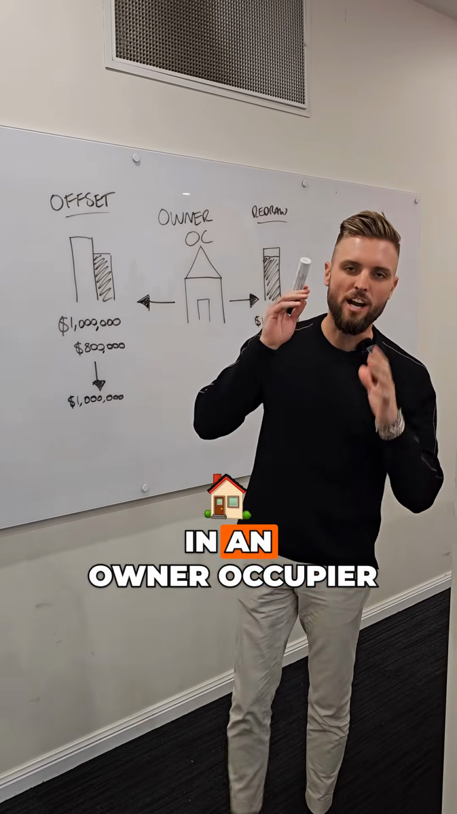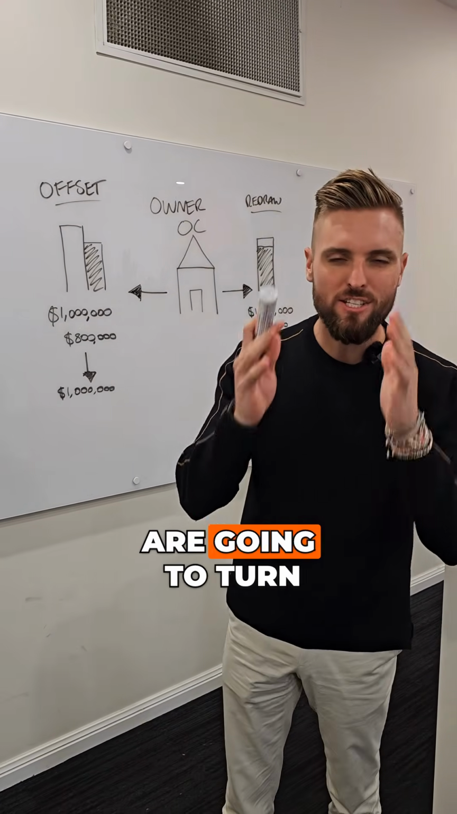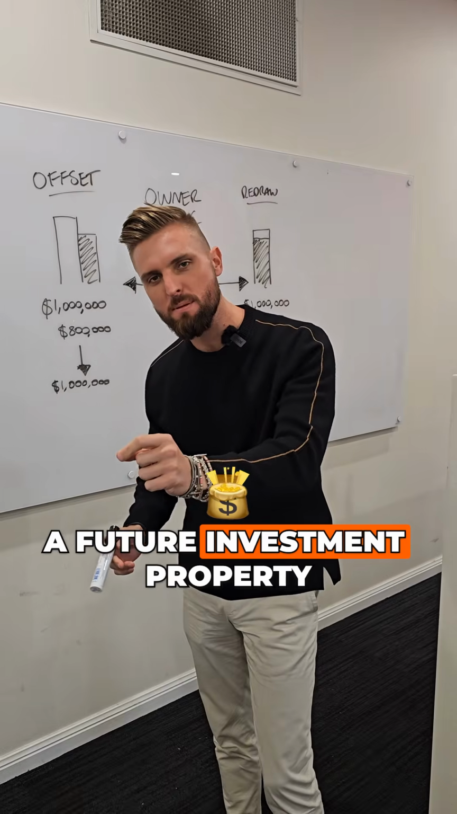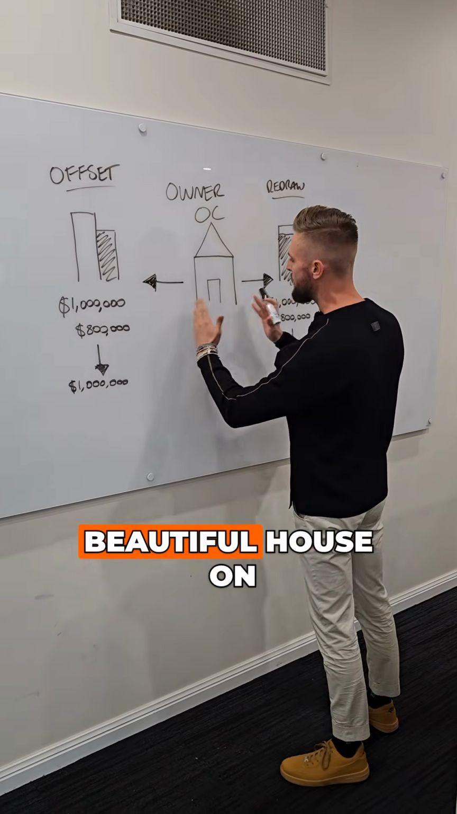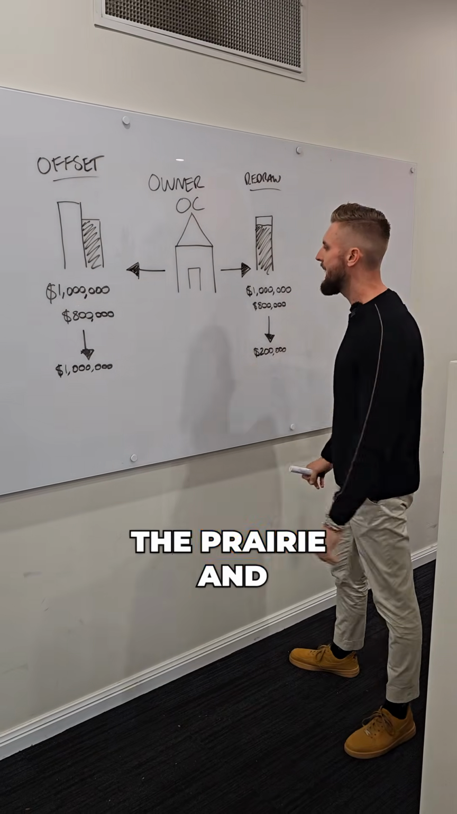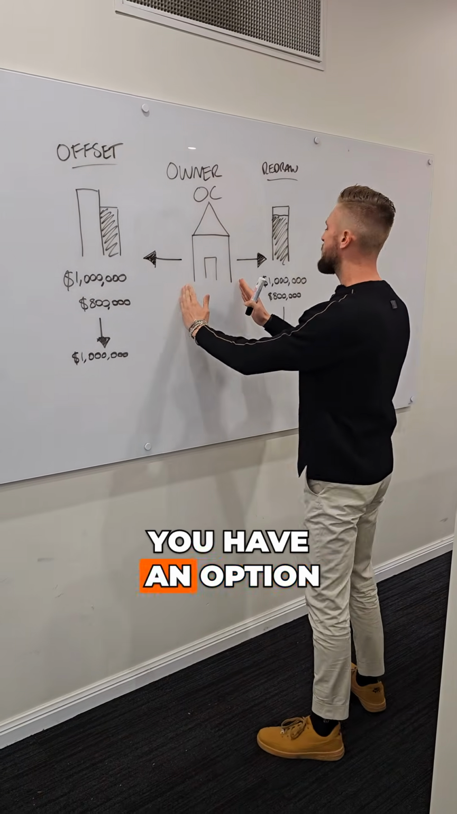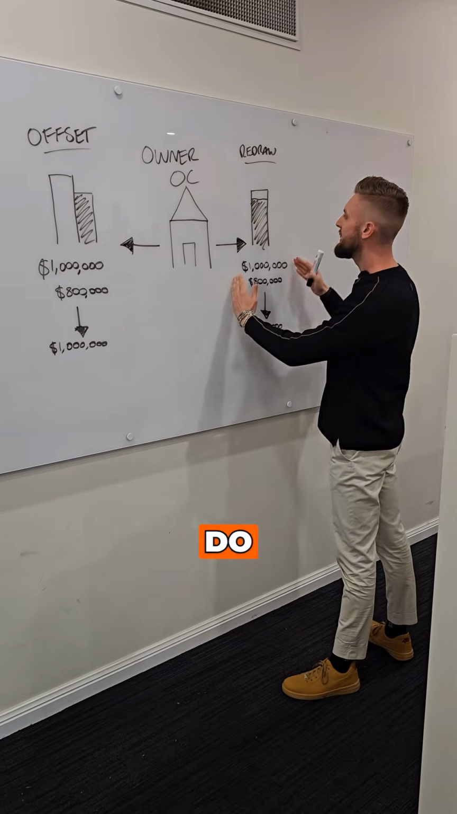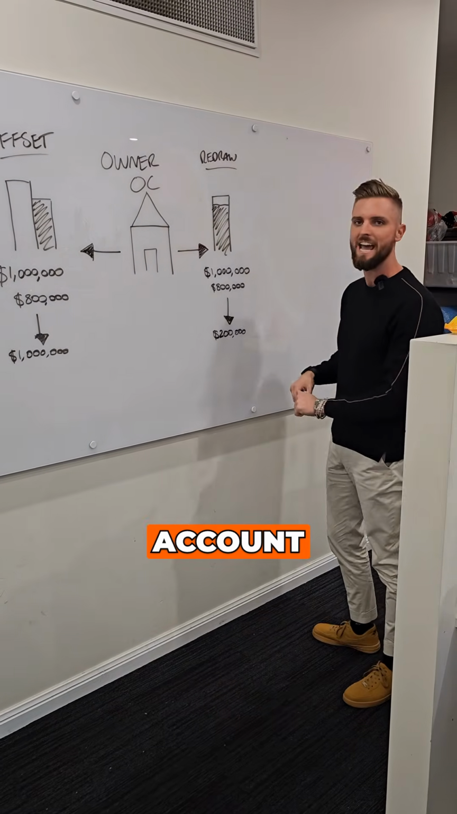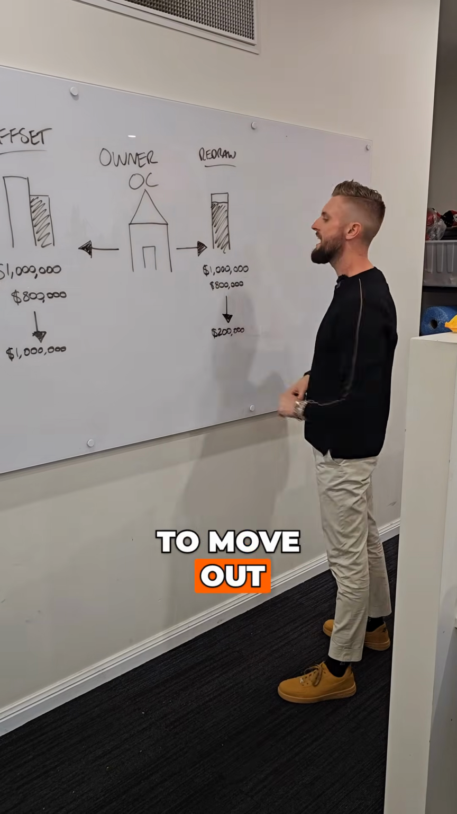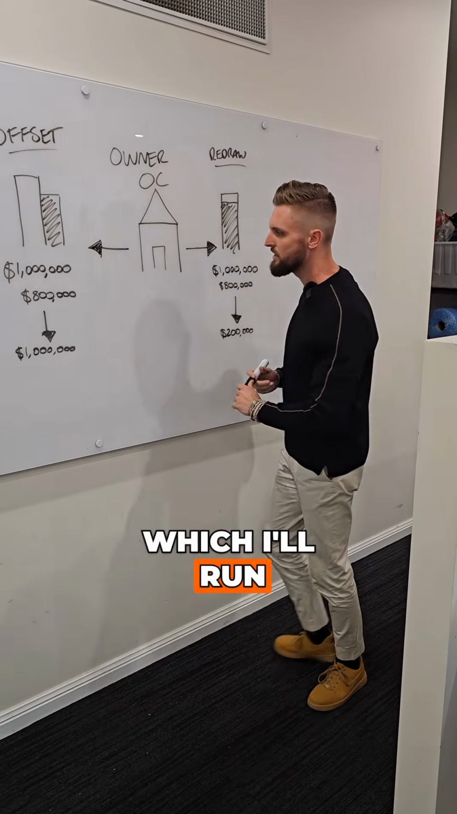If you live in an owner-occupier property and you are going to turn that property into a future investment property, then this video is for you. So this is your beautiful house on the prairie, and you have two options. You have an option like most idiots do, and they pay that house down as fast as they can. They put it all into their mortgage account, and then one day when they want to move out of it, they're going to be stuck in a trap, which I'll run you through.